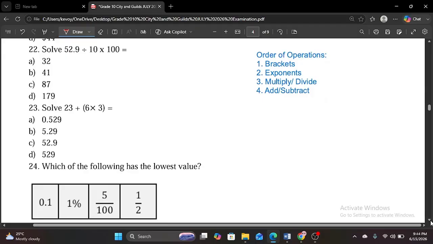All right, good. So we're asked to solve what is 52.9 divided by 10 times 100. So the order of operations says that you're supposed to work brackets first, then exponents, then multiply or divide, and addition and subtraction will come last. So that's your order of operations. So looking at this right here, we have division and multiplication. Because division and multiplication are on the same level, the one that's on the left comes first. So that's how we read it.